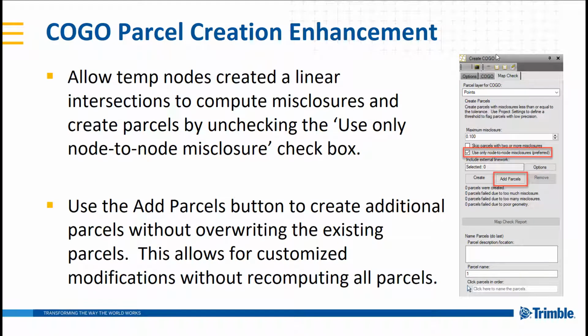We've also made a COGO parcel creation enhancement that allows temporary nodes created by linear intersections to compute misclosures and create parcels by unchecking the use only node to node misclosure checkbox. You can also use the add parcels button to create additional parcels without overwriting existing parcels. This allows for customized modifications without having to recompute all parcels, particularly useful in large data sets with tens or hundreds of parcels, like a subdivision.